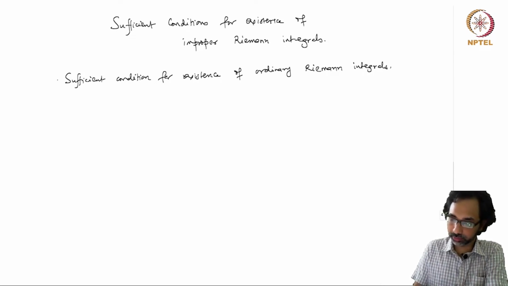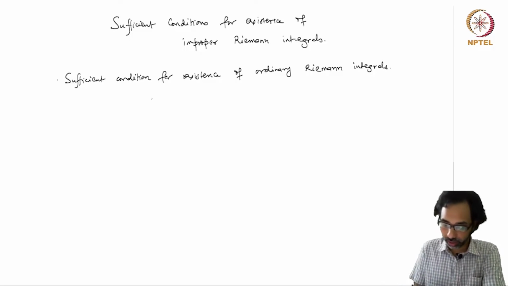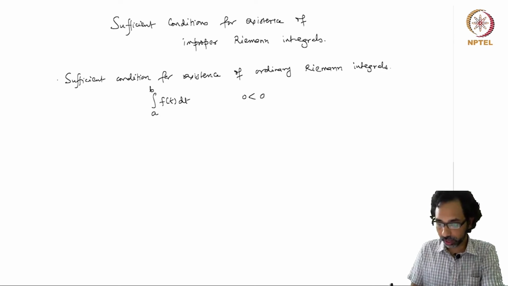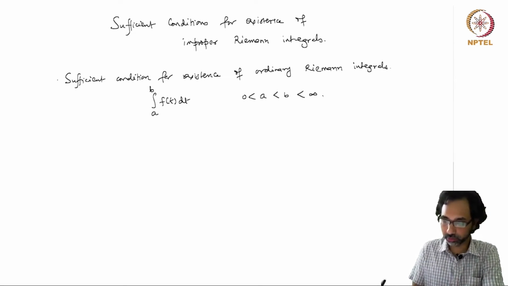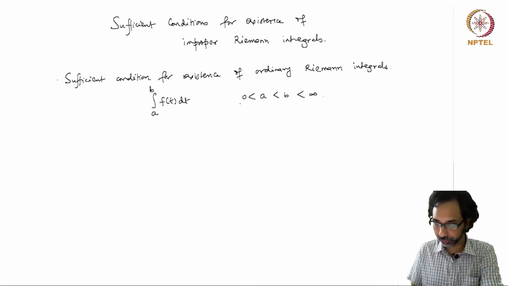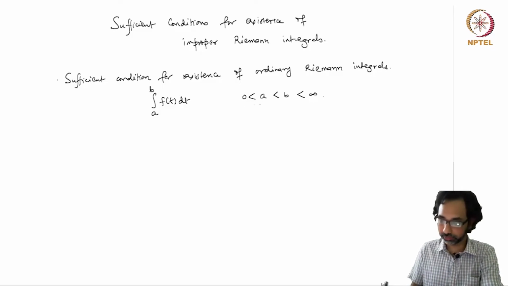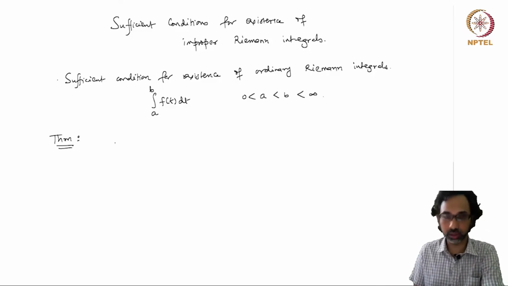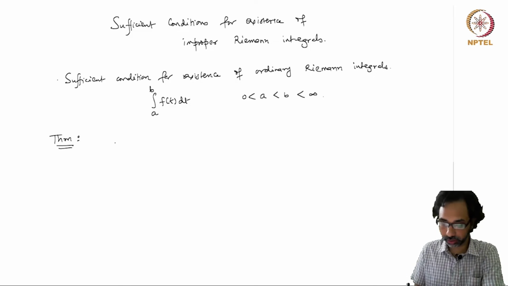By an ordinary Riemann integral, I mean an integral of the form a to b f(t) dt, where a and b are finite values. Without loss of generality, I am taking a to be positive. You can also have a negative, but since all our computations will be on the positive real line, I am here taking a to be positive. So this is a theorem which gives the sufficient condition for the existence of ordinary Riemann integrals.